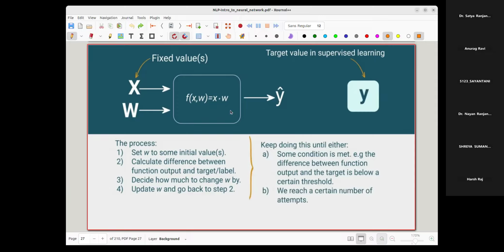This process, conceptually, we call neural network learning. That means here W is going to be learned. Your feature is given, you know the actual target, and you have to find out what W will be so that the output of the function is close to the actual target. So conceptually this is how a neural network gets trained and works. Is there any doubt on this part?